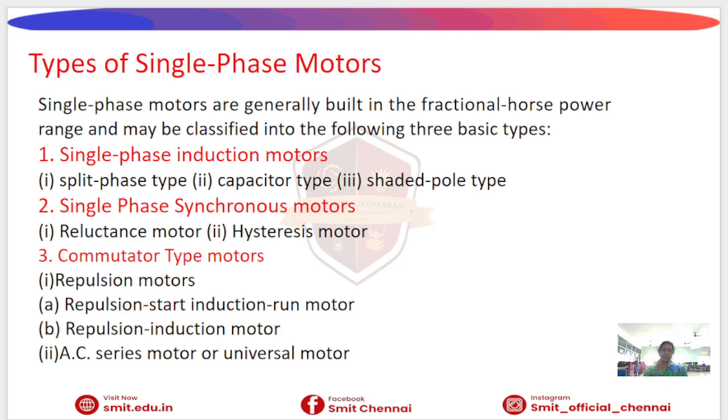So, what are the types of single-phase motors? They are classified into three types: single-phase induction motor, single-phase synchronous motor, and commutator motors. The single-phase induction motor is further classified into split-phase, capacitor, and shaded pole. The single-phase synchronous motor is classified into reluctance motor and hysteresis motor, while commutator motors are classified into repulsion motor and universal motor.